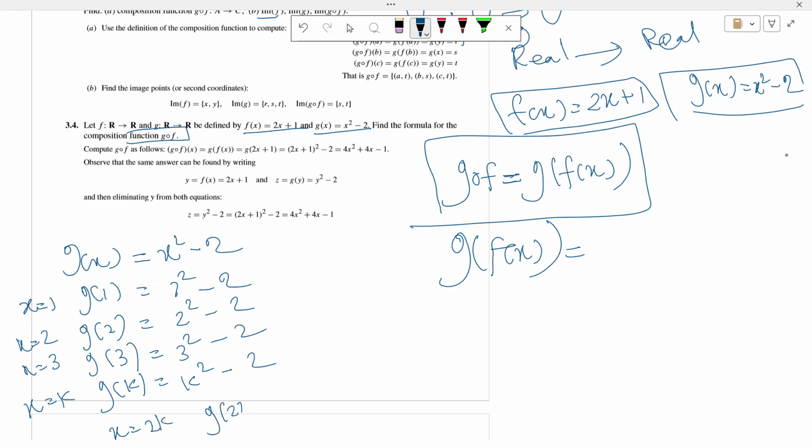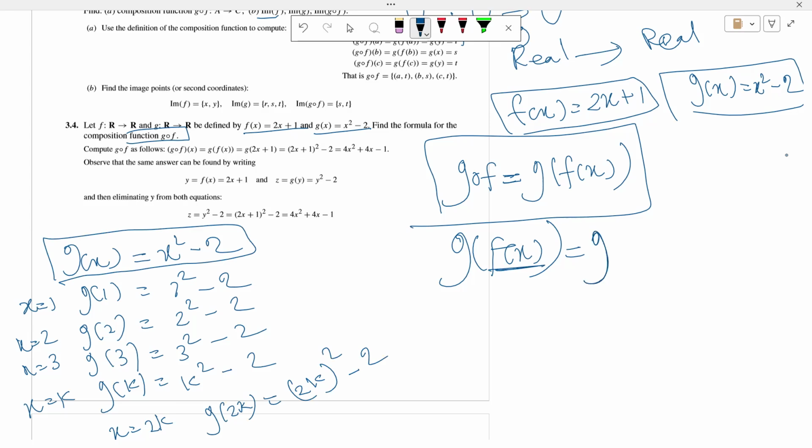G of 2k is equal to, tell me, can you write this one? In this equation, I can replace x equal to k. Now I am replacing x equal to 2k. So g of 2k is equal to, I can replace x by 2k: 2k to the power of 2 minus 2. Similarly, I need to find g of f of x.